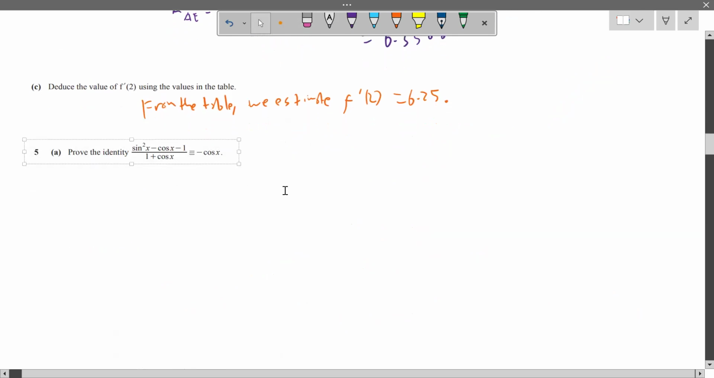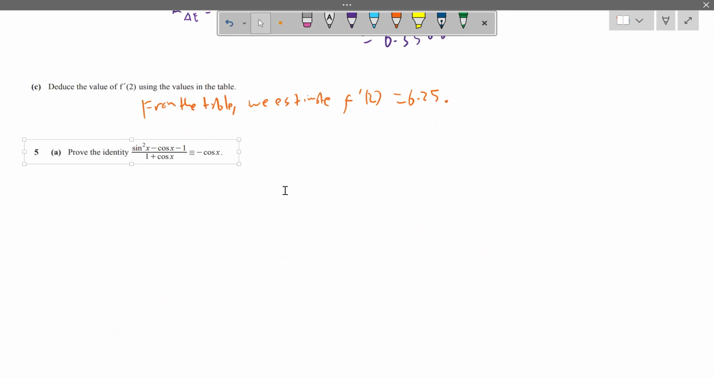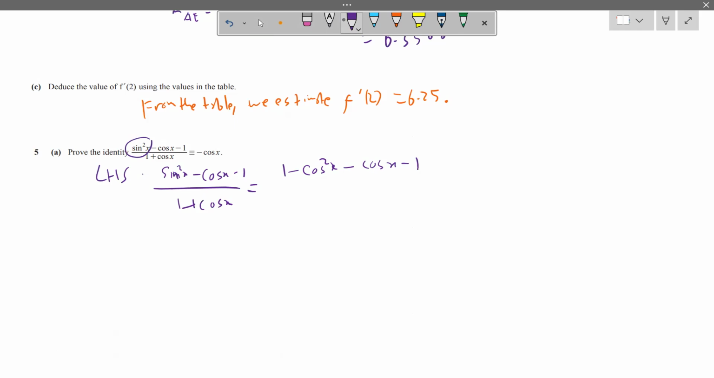Number 5, prove this identity. So here, we can try a bunch of easy substitutions. The first one that immediately stands out is we have a sine squared x. So in the LHS, I'm going to copy it first: sine squared x minus cos x minus 1 over 1 plus cos x. Here, recall that sine squared x is equal to 1 minus cosine squared x, minus cos x minus 1 over 1 plus cos x.